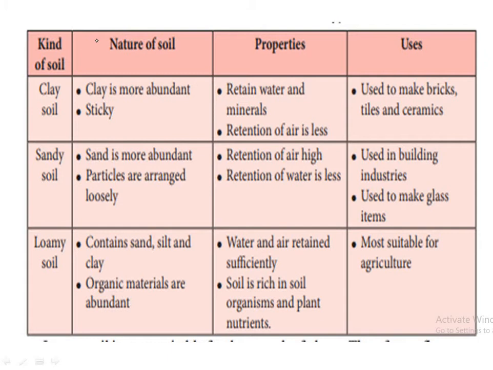Here in this table, this is a table from your textbook, they have summarized everything that I said now. You can see the first type of soil is clayey, second type sandy, and loamy soil. Here the nature of the soil, when you consider clayey soil, is that clay is more abundant and it's very sticky.